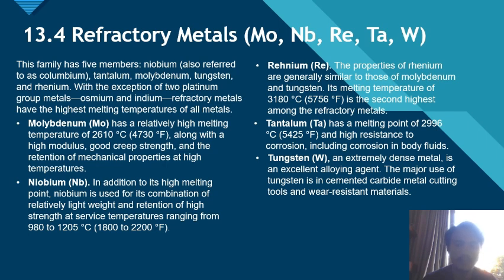2,996 degrees Celsius, which is like 5,425 degrees Fahrenheit, and high resistance to corrosion, including corrosion in body fluids. And tungsten, W, an extremely dense metal, is an excellent alloying agent. The major use of tungsten is in cemented carbide metal cutting tools and wear-resistant materials.